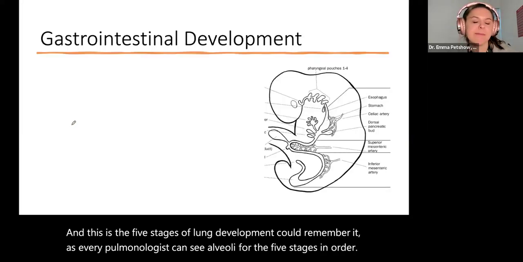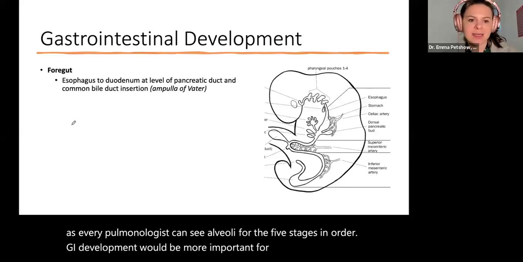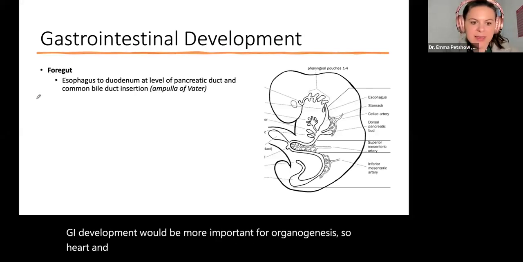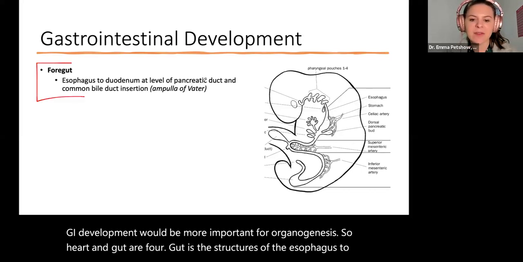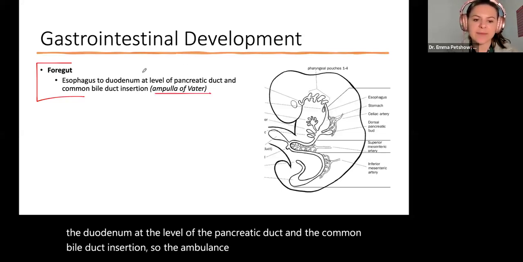GI development would be more important for organogenesis, so heart and gut. Our foregut is the structures of the esophagus to the duodenum at the level of the pancreatic duct and the common bile duct insertion, so the ampulla of Vater. That would be the foregut region.